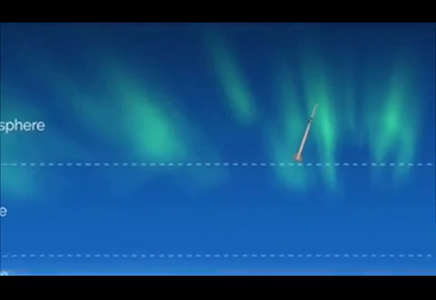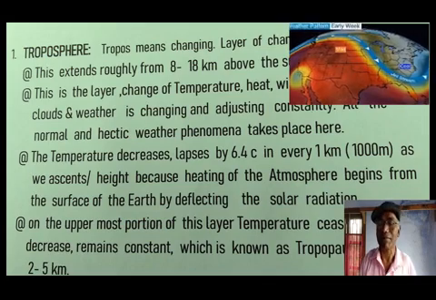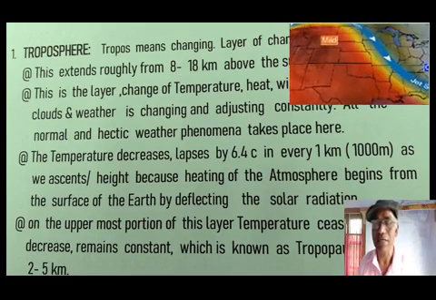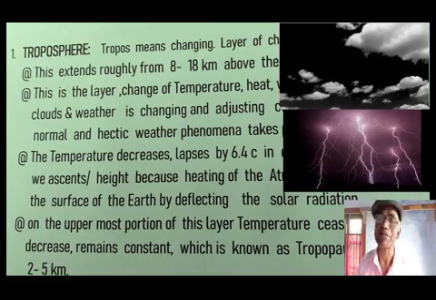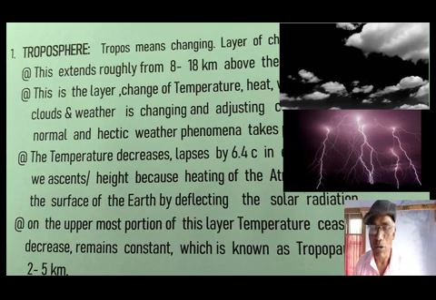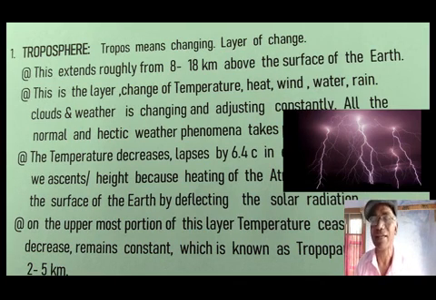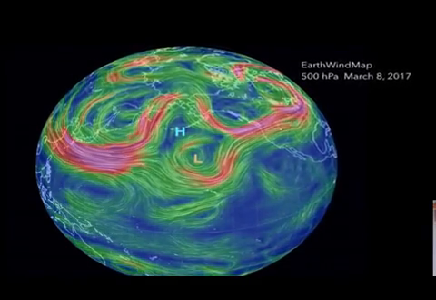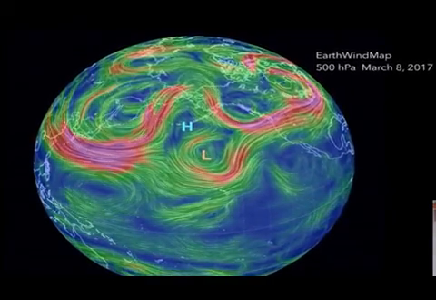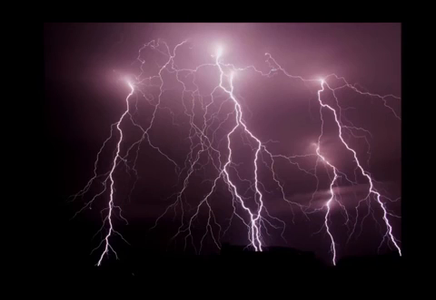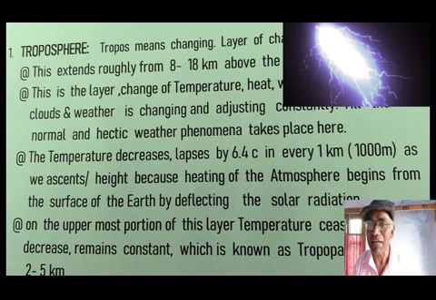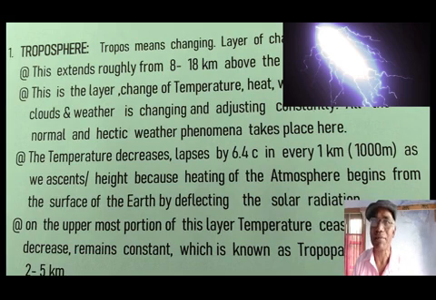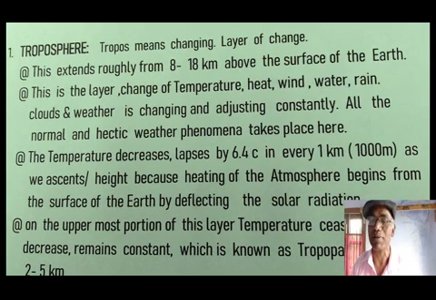This is the layer where a lot of change of temperature, heat, wind, water, rain, cloud, weather takes place. All the normal and hectic weather phenomena take place here. The temperature, as it increases, forms the clouds, it brings down rain, and the rain brings down different landforms and different vegetation on the earth is possible.